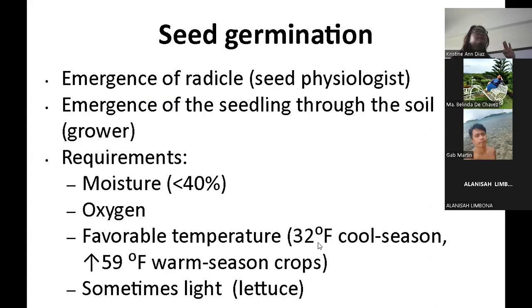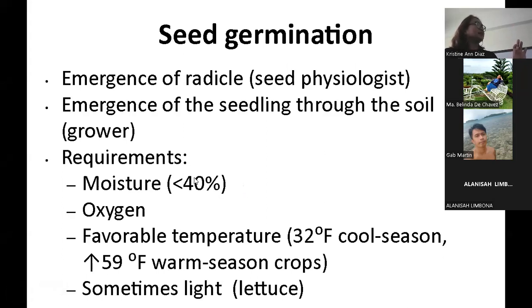So, it's very important to know the germination and the important factors. Una, for us, once na nag-emerge na ang radical or yung magiging roots na, that's the germination commence already. For the grower naman, pag yung whole seedling with all the leaves will grow out from the soil, that's seed germination. No? But there are different views of seed germination. So how does germination occur? Without this, germination will not commence.